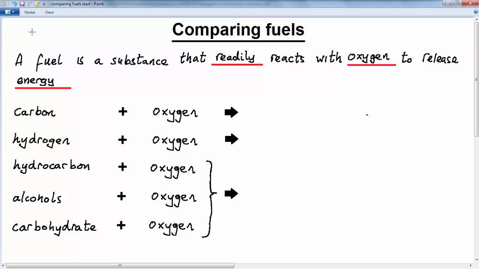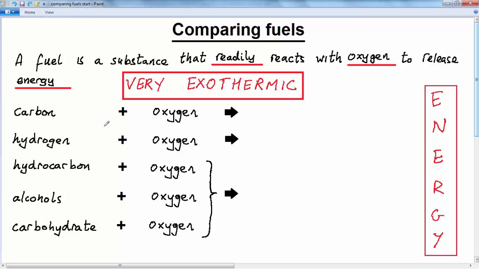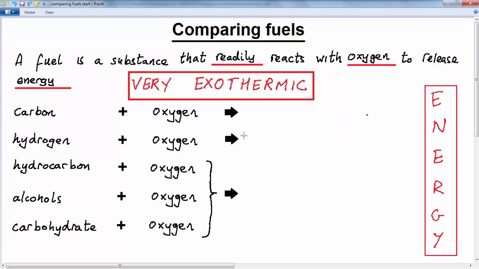The first thing is the thing that we're after when we burn fuels, and that's energy. So all of these produce plenty of energy when they react. That means that these combustion reactions are highly exothermic. Their changes in enthalpy are very negative. But let's just have a look at the products. When carbon burns in oxygen, you're going to get carbon dioxide.